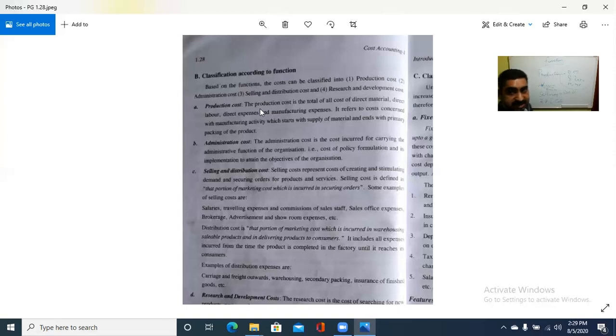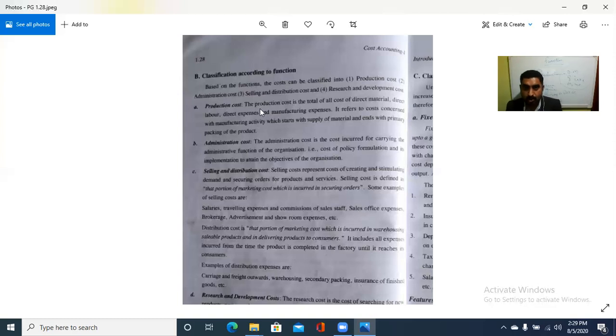Next, what? Selling and distribution cost. Selling and distribution cost means it represents the cost of creating and stimulating the demand and securing the orders for the products and services. So, രണ്ട് കോസ്റ്റ് ആണത്. സെല്ലിംഗ് ഒന്ന്, വിൽക്കുന്നതിന് വേണ്ടി വരുന്നത്, ആൻഡ് ഡിസ്ട്രിബ്യൂഷൻ ഫ്രം വൺ പ്ലേസ് ടു അനദർ, അതാണ് ഡിസ്ട്രിബ്യൂഷൻ കോസ്റ്റ് എന്ന് പറയുന്നത്. അപ്പൊ സെല്ലിംഗ് കോസ്റ്റ് വേറെ, ഡിസ്ട്രിബ്യൂഷൻ കോസ്റ്റ് വേറെ. അപ്പൊ ഏതാണെന്ന് നമുക്ക് നോക്കാം.